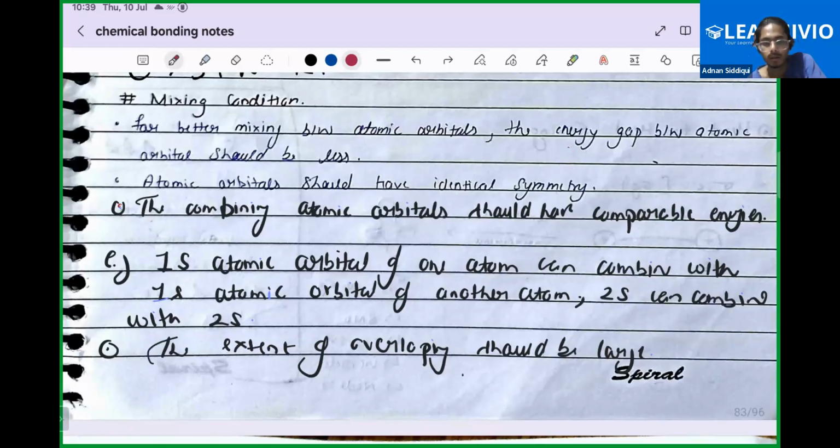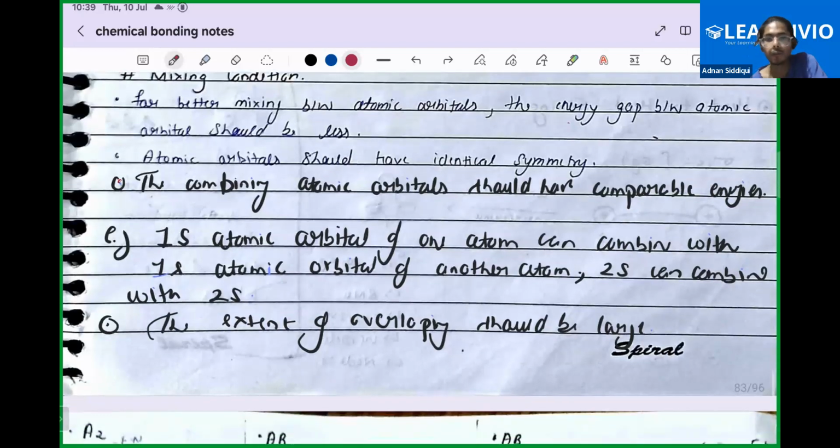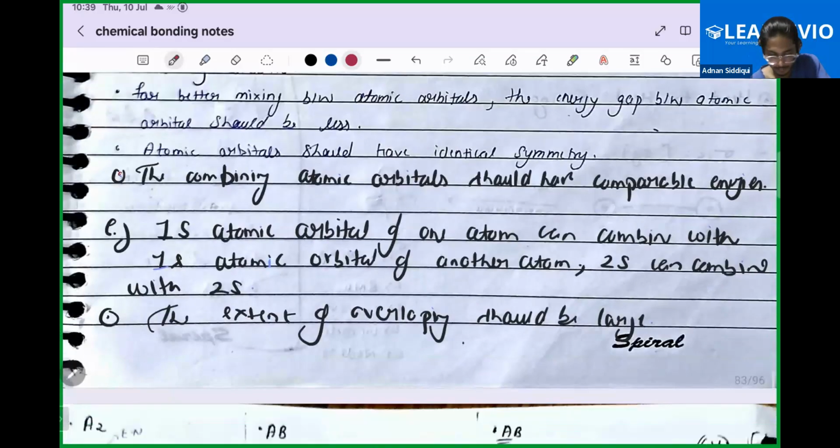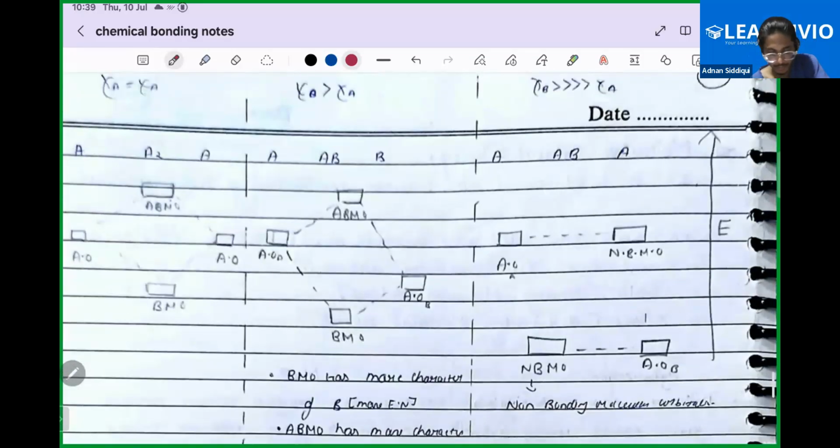Yeah, I understood that. But the second one? The extent of overlapping should be large. This overlapping region should be big. Yeah, that's it. Okay. Yeah, understood.